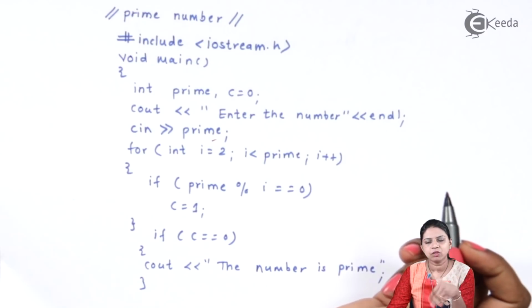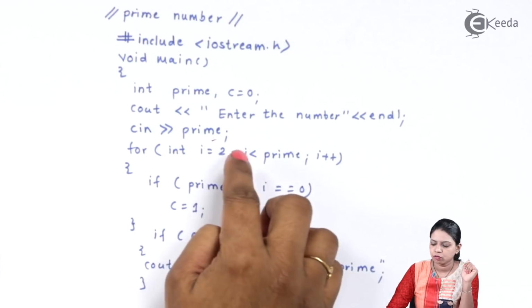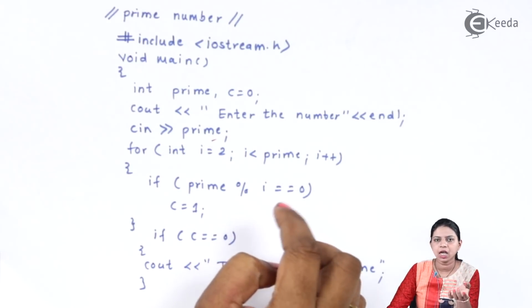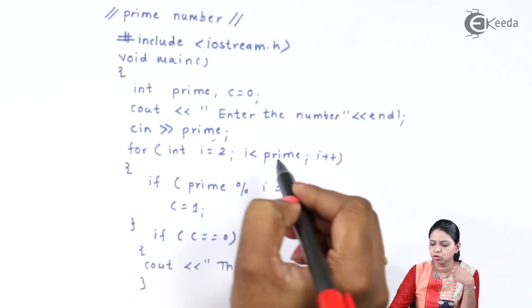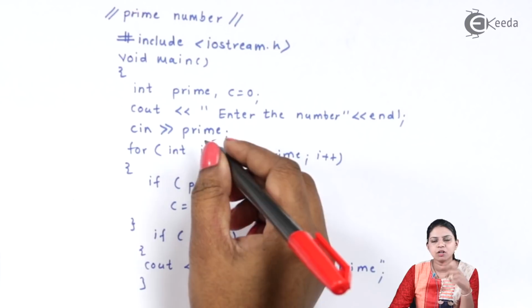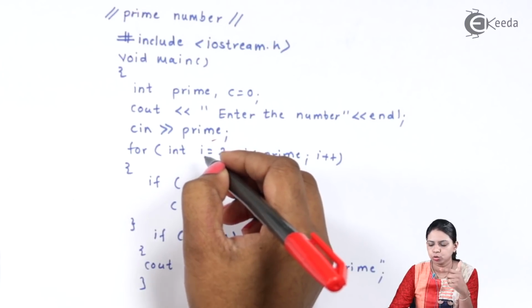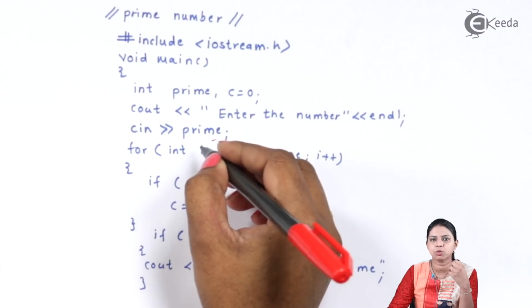Now how will I check whether my number is prime or not? So here I have made use of a for loop. Now we'll see how to execute the program. Now for i is equal to 2 and i is less than prime, I have started, the initial value of i I have taken as 2, and i is less than prime. So the number which is entered by the user is what? 5.